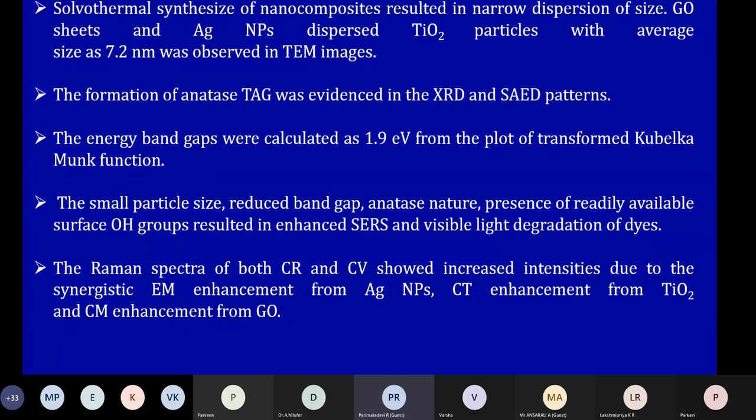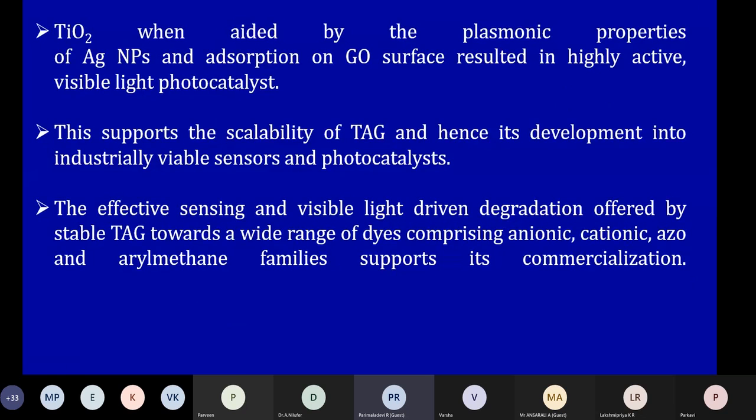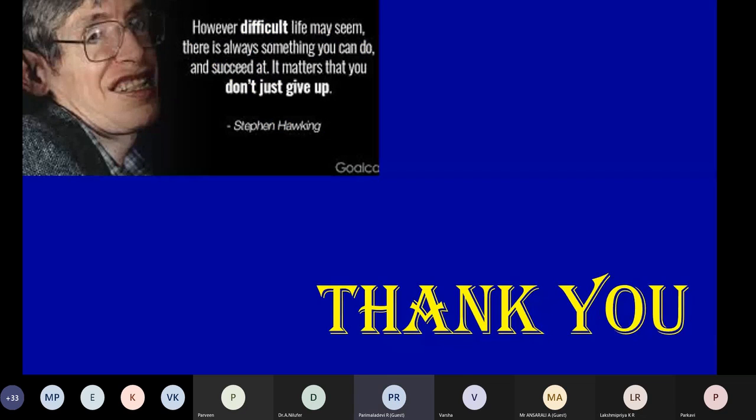And for detection also, electromagnetic enhancement takes place, and we can easily detect the organic pollutant using this SERS technique. Okay, that's all about this work. Because of GO, graphene oxide, it becomes highly active, and even in visible light we can degrade the pollutant. So this nanoparticle can be used in industries for sensors and also as a photocatalyst. So this can be commercialized also. That's all. If you have any doubt, you can ask me.